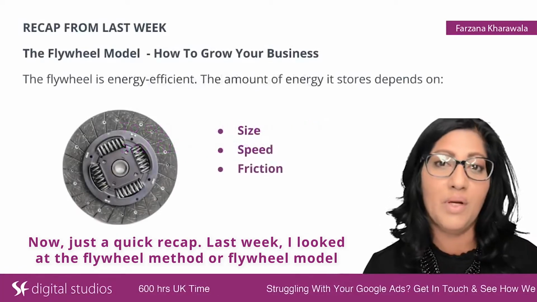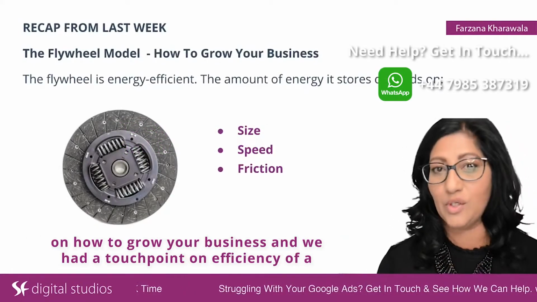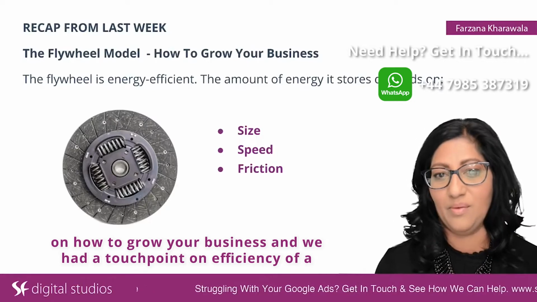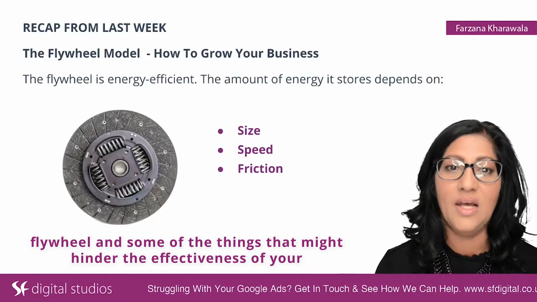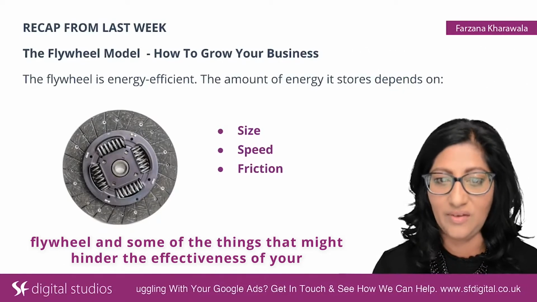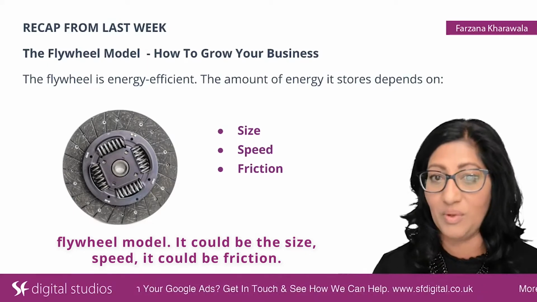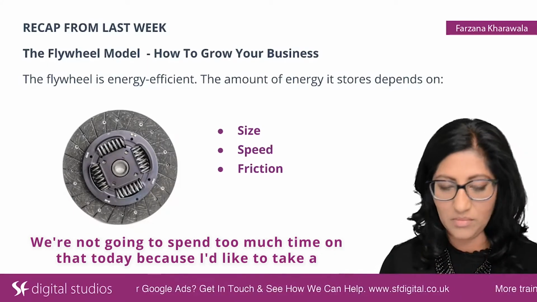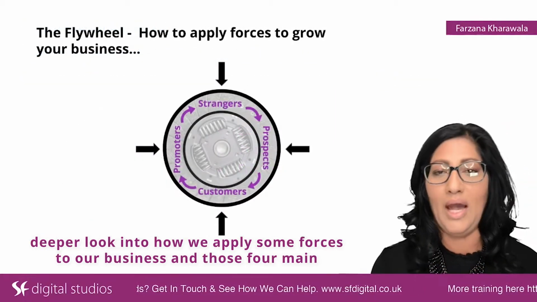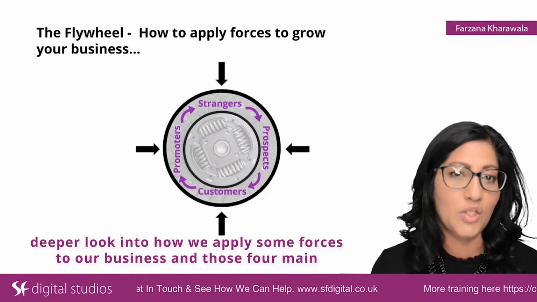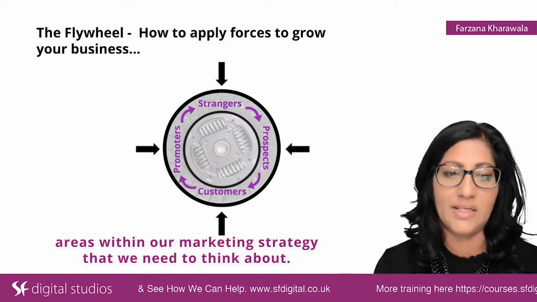Now, just a quick recap. Last week, I looked at the flywheel model on how to grow your business. And we had a touch point on the efficiency of a flywheel and some of the things that might hinder the effectiveness of your flywheel model. It could be the size, speed, it could be friction. But we're not going to spend too much time on that today, because I'd like to take a deeper look into how we apply some forces to our business and those 4 main areas within our marketing strategy that we need to think about.